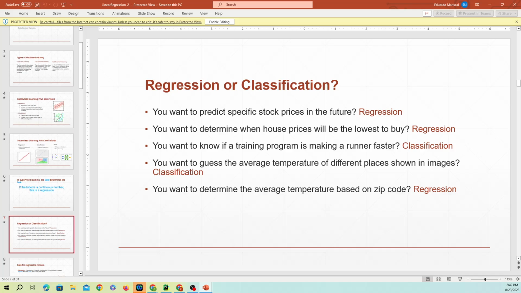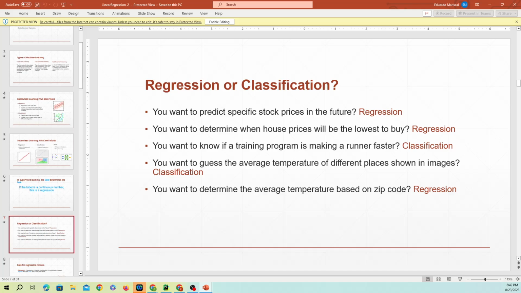If you want to determine when house prices will be the lowest to buy, that is regression, because time is continuous. If you want to know if a training program is making a runner faster, that's classification, right? It's either making them faster or not making them faster. If you want to guess the average temperature of different places shown in images, that can be classification. It can also be regression, but we can say we have just specific temperatures, like maybe 80 degrees, 90 degrees, 100 degrees. If we have something like that, then that will be a classification.